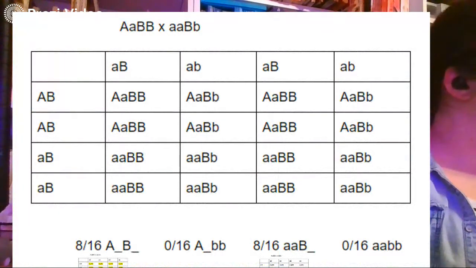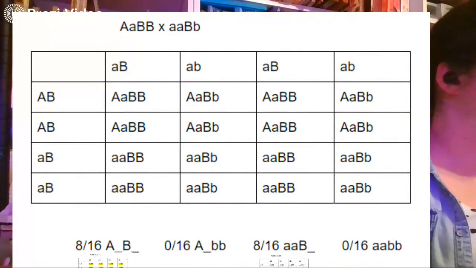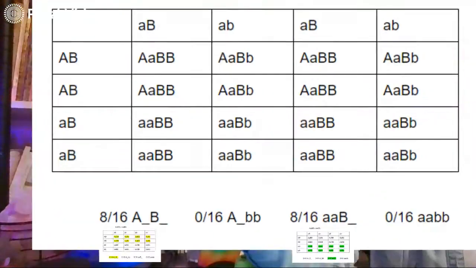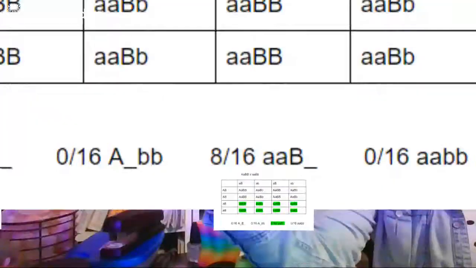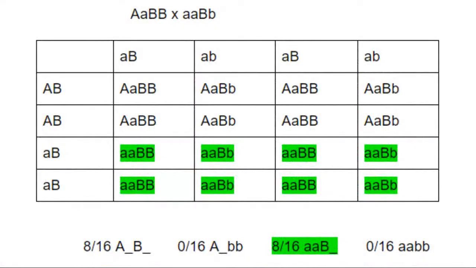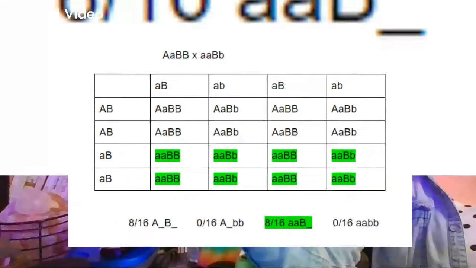Other crosses can make different phenotypic ratios. Here we crossed a gray individual with a big A, little a, big B, with a blue individual who is little a, big B, little b. 8 out of 16 are gray because they have a big letter in both loci. And 8 out of 16 are blue because they have a big letter in only one locus.